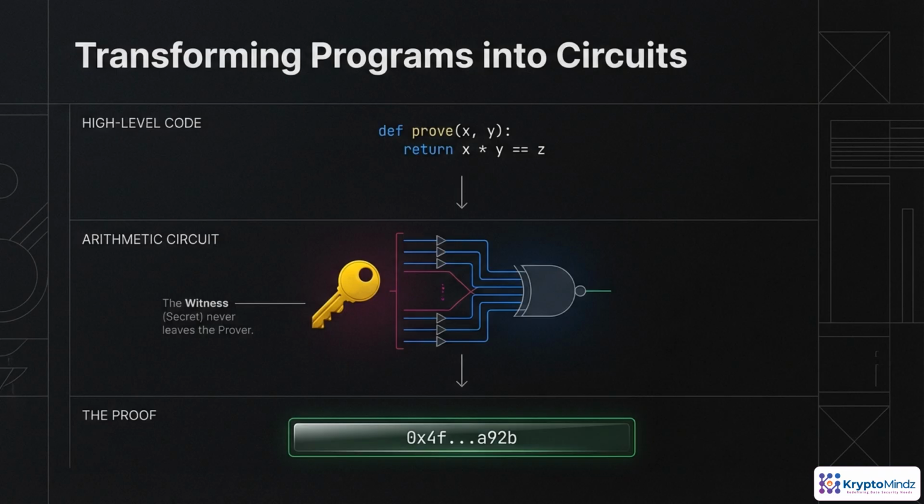To use zero-knowledge proofs in real systems, normal programs are transformed into circuits. Think of your function, like prove x times y equals z, being compiled into a large arithmetic circuit built from additions and multiplications. The private inputs become the witness, which never leaves the prover's side. The prover runs this circuit and compresses the entire correct execution into a short cryptographic proof that others can verify without rerunning the computation.